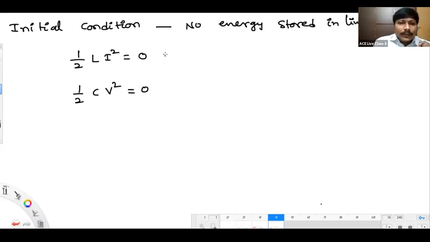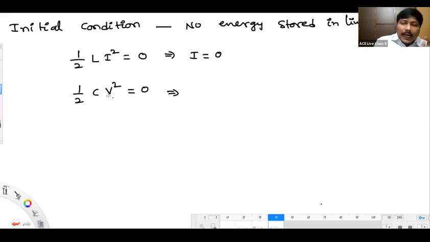Half L i square is equal to 0 means which value will become 0 now? Is it inductance or current? Inductance value will not become 0 anyhow. Current should become 0.